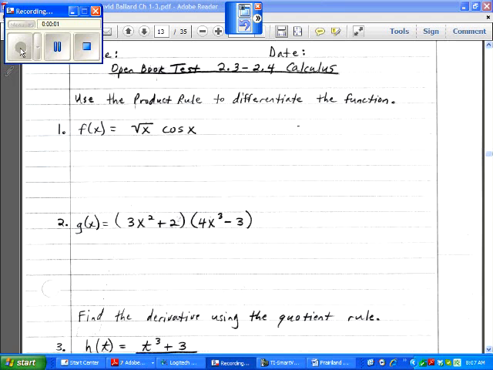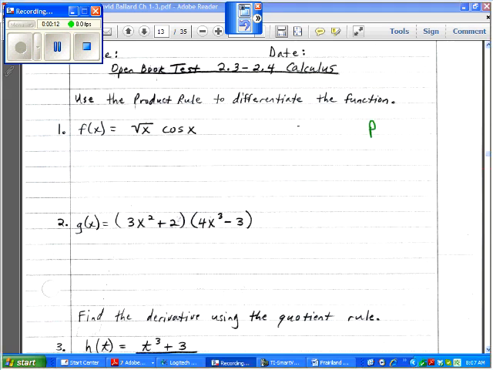We're going to go over the open book test for Unit 2324 of Calculus. We've learned the product rule, the quotient rule, and the chain rule. And remember, everything that we do involves the order of operations. Got ahead of myself there. So let's review just a little bit.